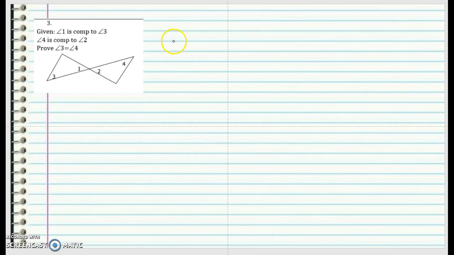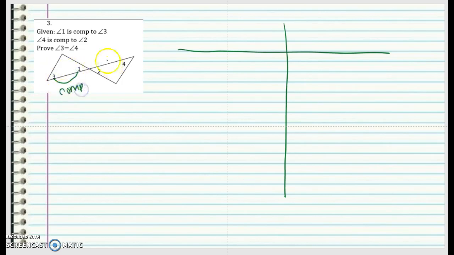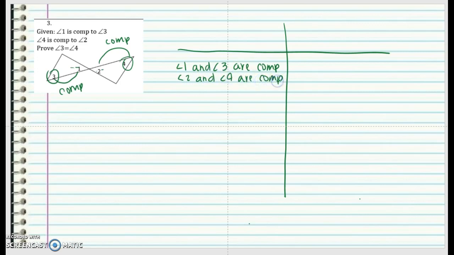Now number 3. If I know angle 1 and 3 are comp, and I know angle 2 and 4 are also comp, I want to say that 3 and 4 are equal. This proof might seem very simple because you'll see the vertical angles here, but it's actually a little bit complicated. So let's write down what we know. Angle 1 and angle 3 are comp, and angle 2 and angle 4 are comp. I don't really know why I switched the order.